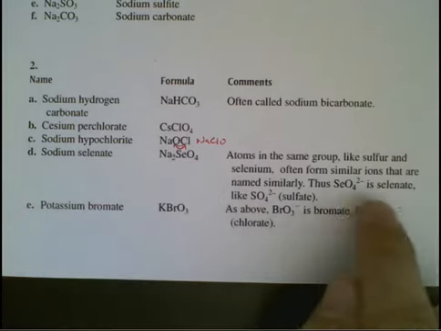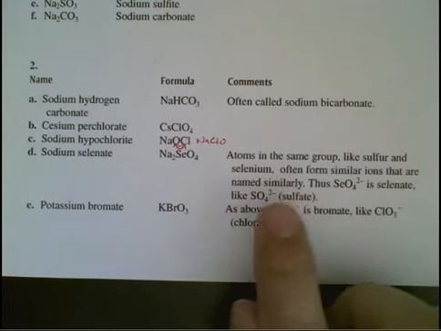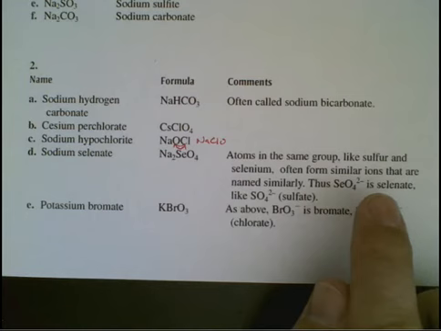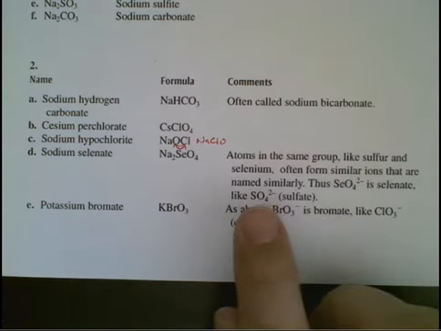So selenate, you don't necessarily even have to have this on your polyatomic sheet, which actually I don't think it is, but because it's the same naming structure as sulfur and sulfate, you know that's selenate. The reason that works out pretty well is because selenium is actually in the same group as sulfur.